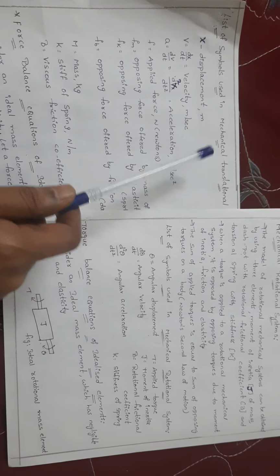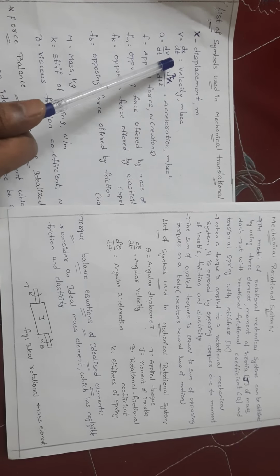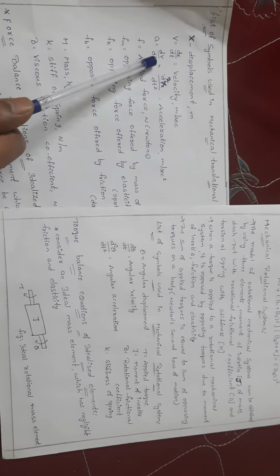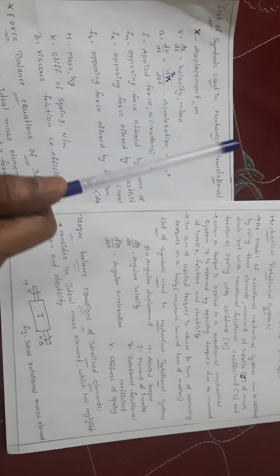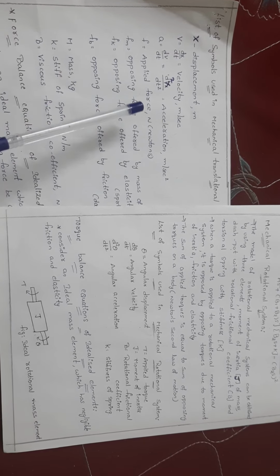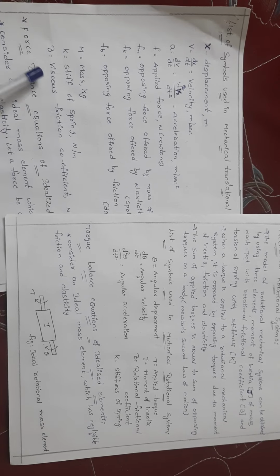In translation system the terms used are x is for displacement, and velocity v, it is nothing but rate of change of displacement, that is dx by dt, and then acceleration, it is rate of change of velocity dv by dt, and in place of v dx by dt it becomes d square x by dt square. The same terms, and also next F is the applied force and Fm is the opposing force offered by mass, Fk opposing force offered by elasticity, and Fb opposing force offered by friction. M is the mass, K is the stiffness of spring, and B is the viscous friction.